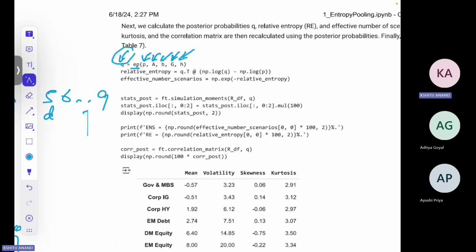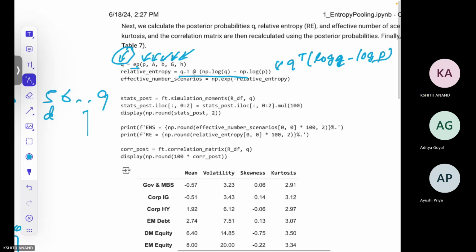So this is an inbuilt function. You don't have to optimize the numerical function by yourself, and then you can calculate the relative entropy as well. You have got Q, right? So now you can calculate the relative entropy. This is nothing but Q transpose into log Q minus log P. So this is the relative entropy.